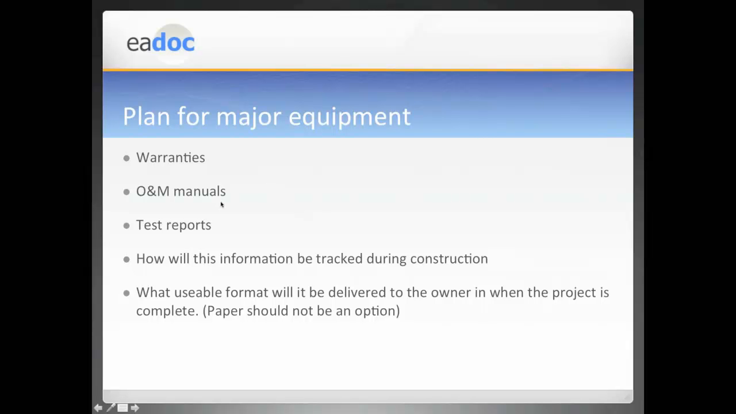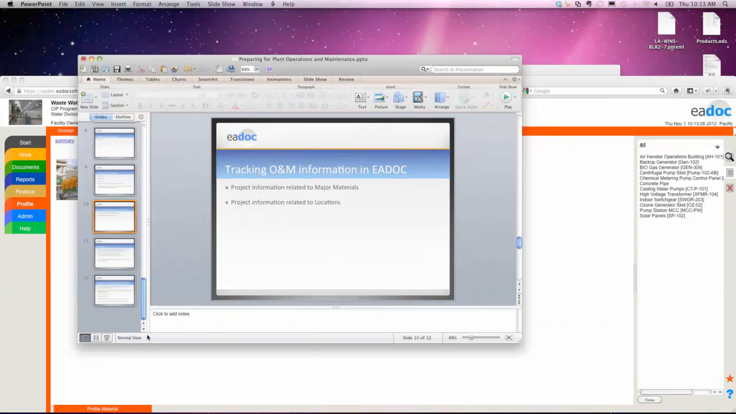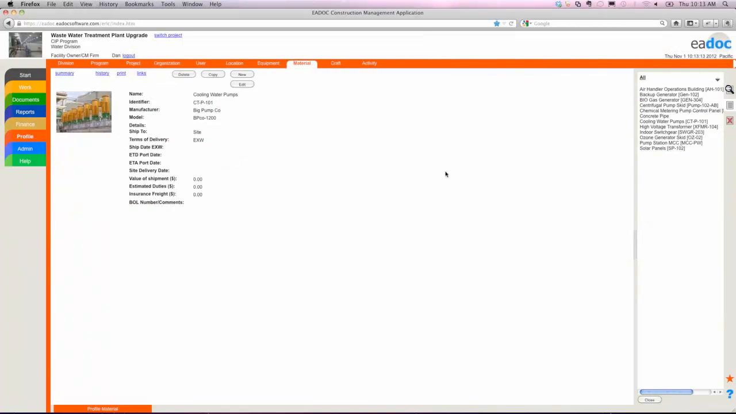And so what I've got here on the screen is I've got some cooling water pumps I brought up as an example. This is within a wastewater treatment plant upgrade project. We've got some pump information that's been put into the system, and this information is typically going to be entered during the design phase. So as soon as those designers begin to identify those equipment lists of materials, the major materials on the project, you can load those into the EADOC system so you can begin tracking the information related to it.